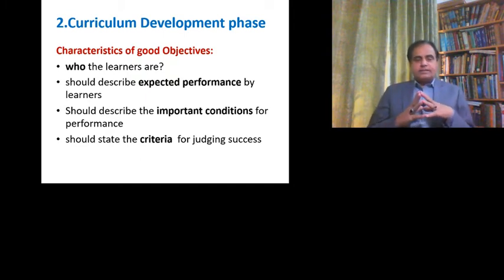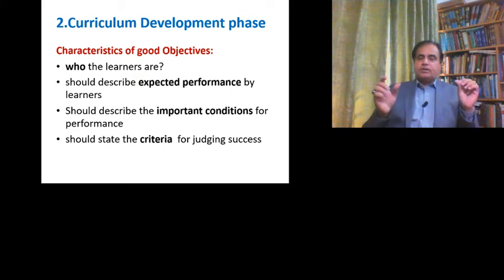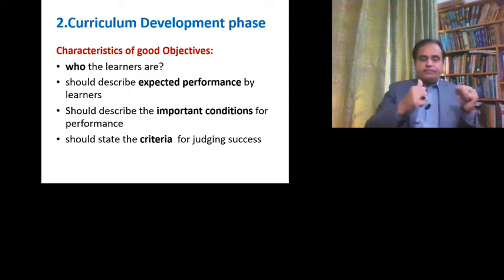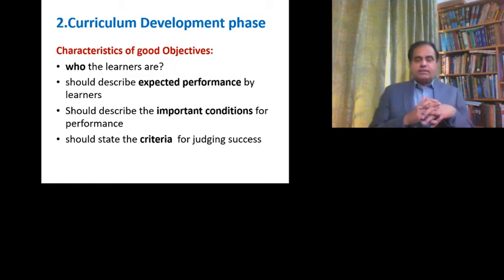One of the characteristics is that the developers consider who the learners are, and the objectives also describe the expected performance by the learners. This has already been indicated. They should describe the important conditions for performance. This is very important. It's not general, expected performance anywhere, anytime. No, it describes the important conditions for the performance: where and when, to what extent. It should state the criteria for judging success. When we try to assess the performance, there must be criteria which should be embedded in the objectives.